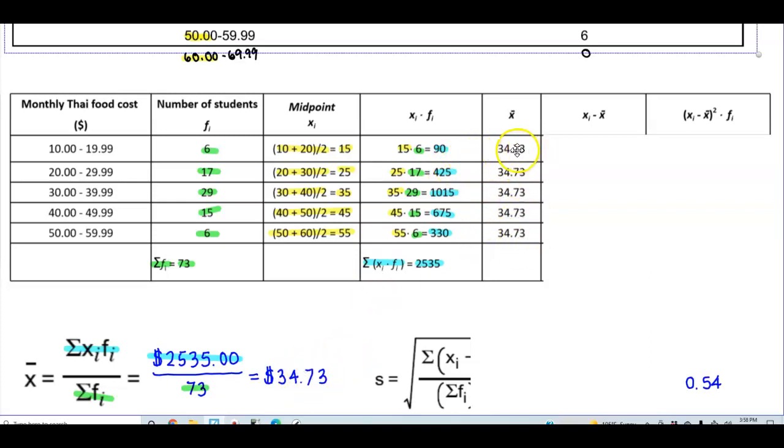So therefore, they're set to 34.73 and so on. Let's just go ahead and highlight that. Okay, so we have 34.73, and therefore that is the sample mean.